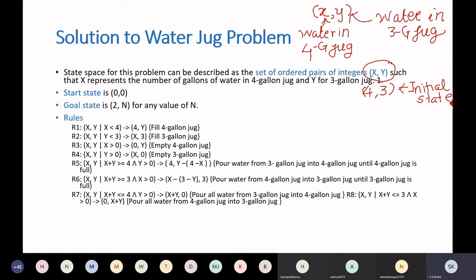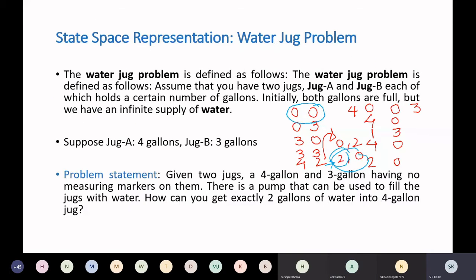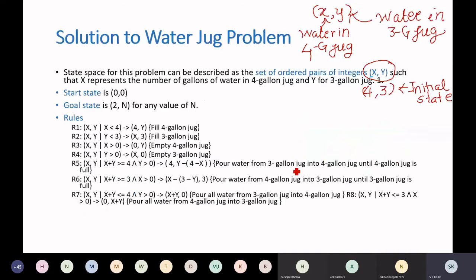Then what is the goal state, or what will be the goal state? What is asked? We want 2, 0. 2 gallon water in 4 gallon jug, regardless of water in 3 gallon jug. So this 3 is y, and y will have values. It may be 0 or 1 or 2 or 3. So this is final state.